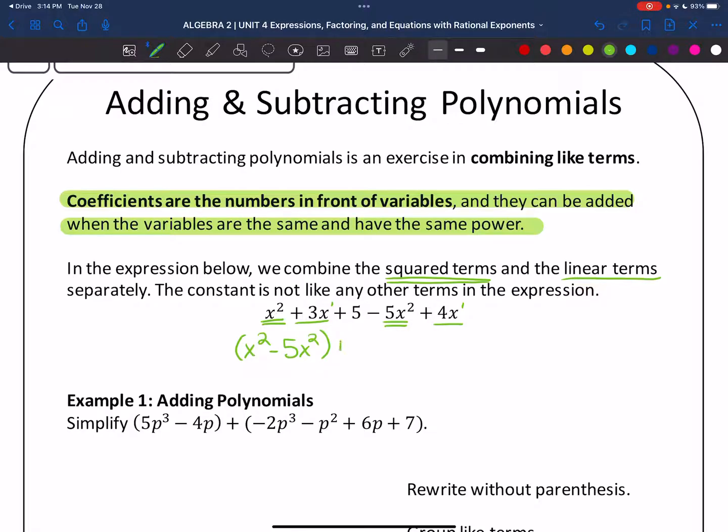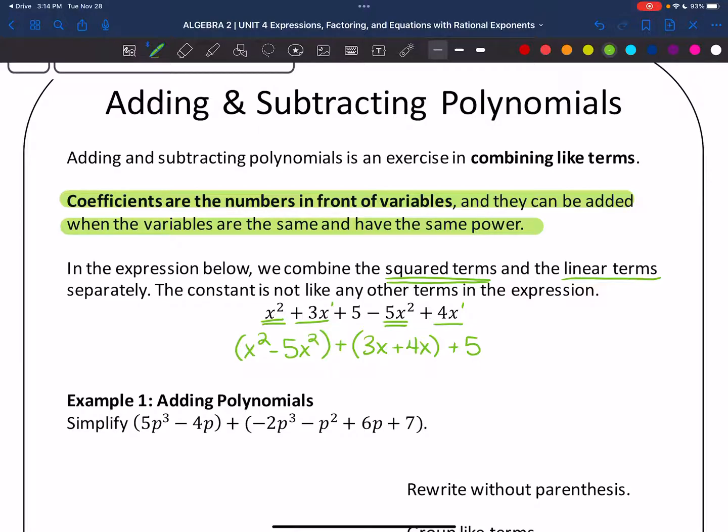And so what are we going to be adding here? A 3x, and to that a positive 4x. Now that constant is that term that is left over that has no one else to combine with. That constant is 5. So when we combine these, let's see what we have.